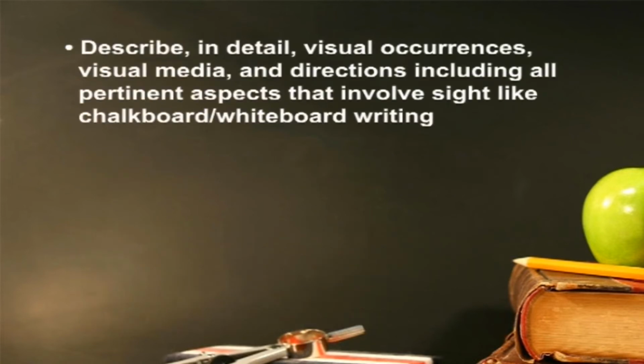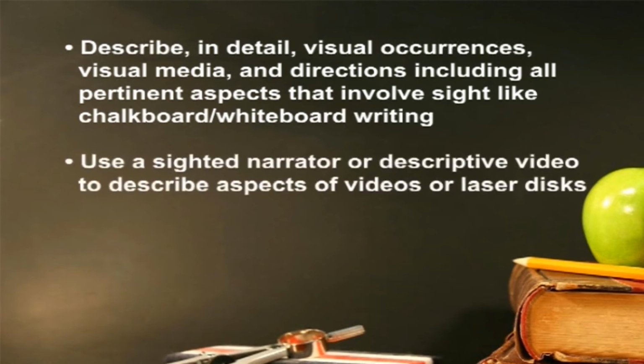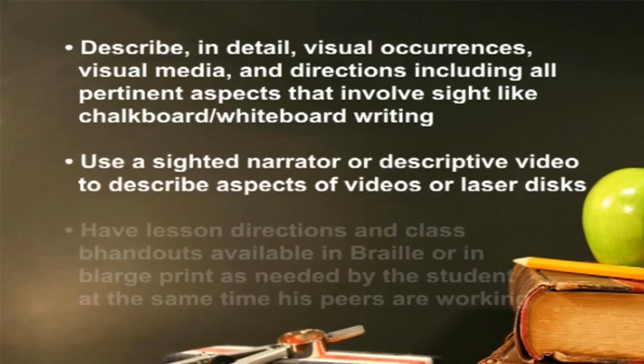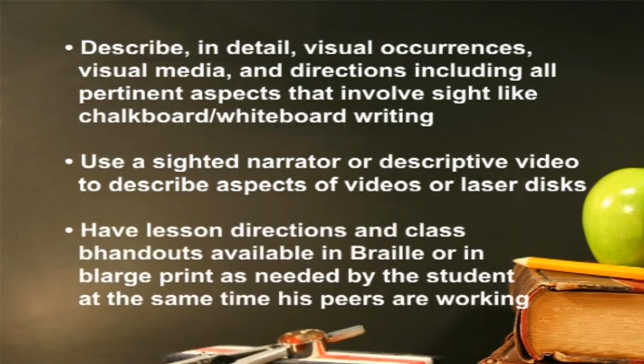Describe in detail visual occurrences, visual media, and directions, including all pertinent aspects that involve sight, like chalkboard or whiteboard writing. Use a sighted narrator or descriptive video to describe aspects of videos or laser discs. Have lesson directions and class handouts available in braille or in large print as needed by the student at the same time his peers are working.